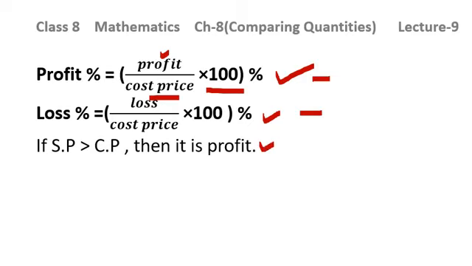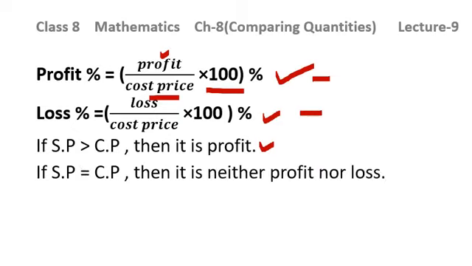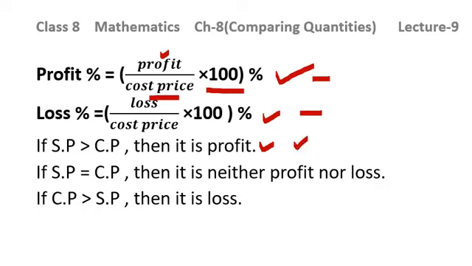Now, if SP is greater than CP, then it will be the case of profit. Obviously, if you are selling an item at a price greater than the cost price, then it is the case of profit. If SP is equal to CP, then there will be neither profit nor loss. If CP is greater than SP, then it is a case of loss. I think all the 3 points are clear to you. If SP is greater than CP, profit will be there. SP equal to CP, neither profit nor loss. CP greater than SP, then it is a case of loss.